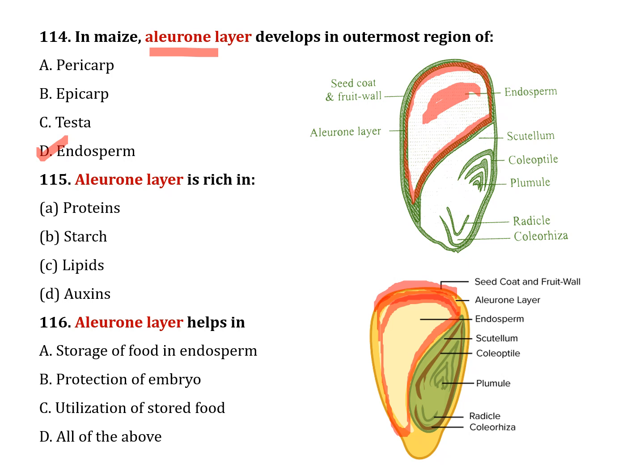The next question number 115. Aleurone layer is rich in option A protein, option B starch, option C lipid, option D oxygen. Correct answer is option A protein. The next question number 116. Aleurone layer helps in option A storage of food in endosperm, option B protection of embryo, option C utilization of stored food, option D all of the above. Correct answer is option C utilization of stored food.